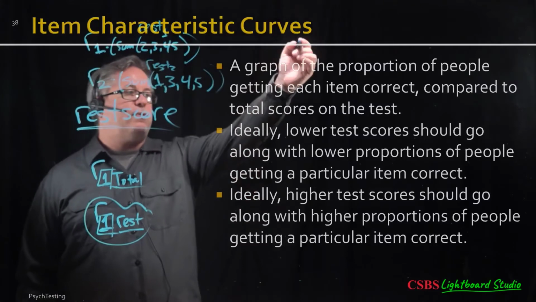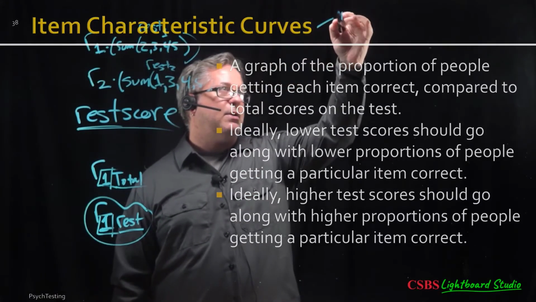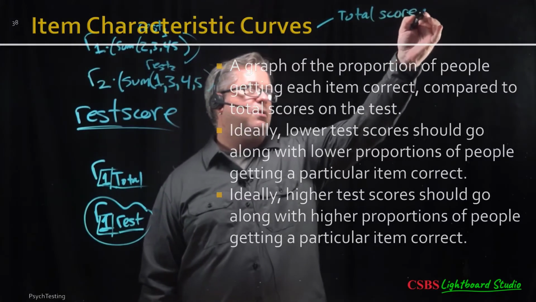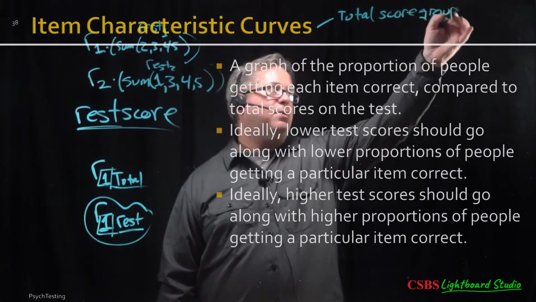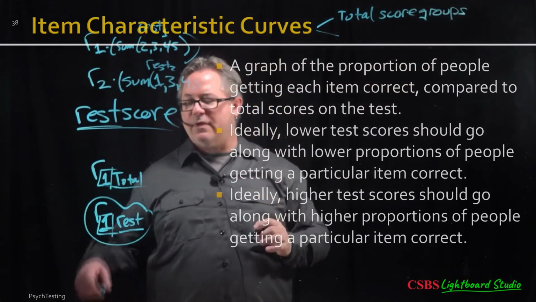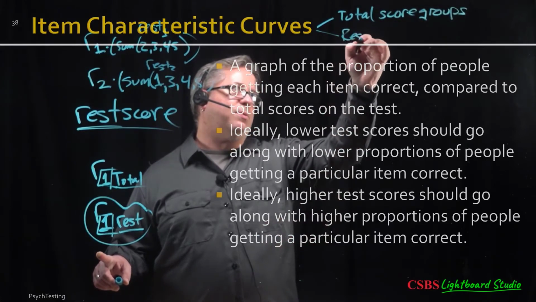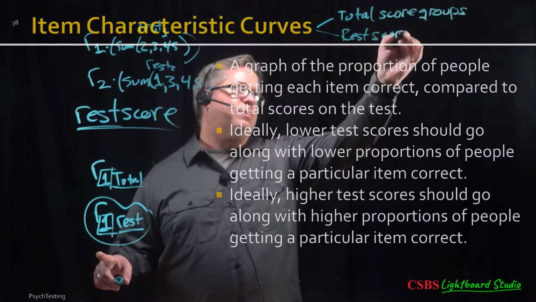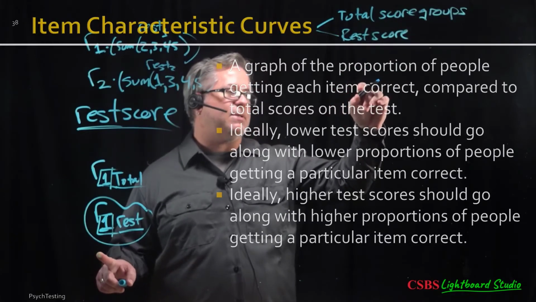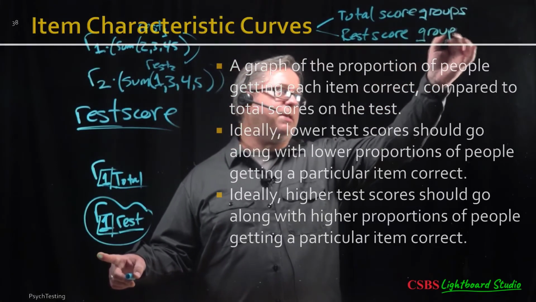I'm going to use, just for simplicity, the total score groups. But in a lot of places in the literature, in the same idea, instead of using total score, they're going to use rest score groups, which means that every group is recomputed for every item because every item is going to have a different rest score. I didn't want to complicate things that much.